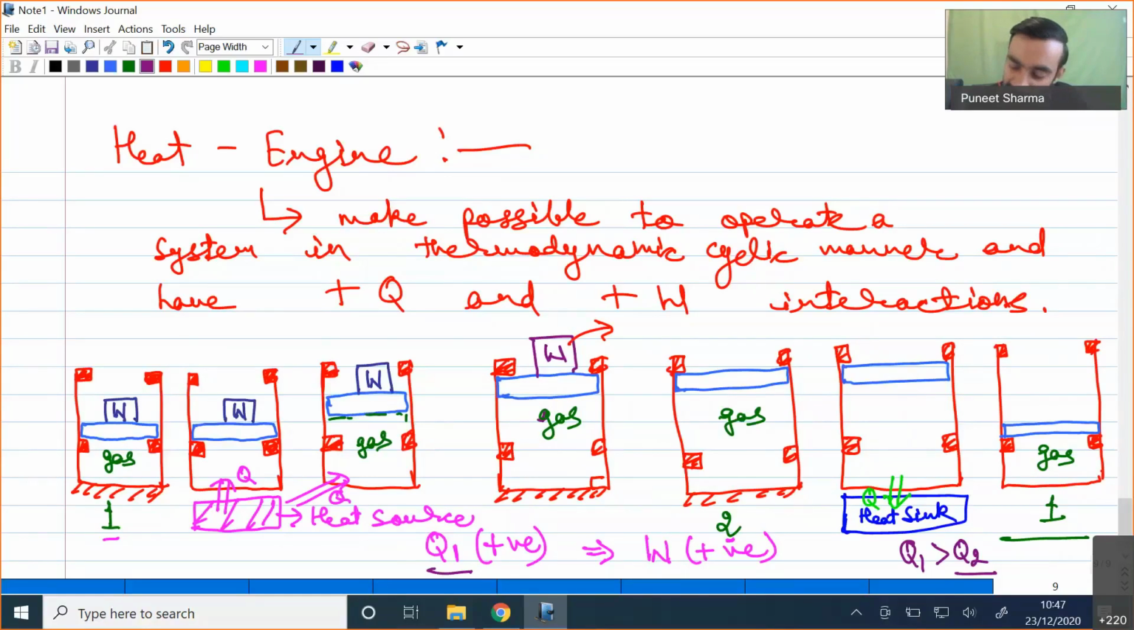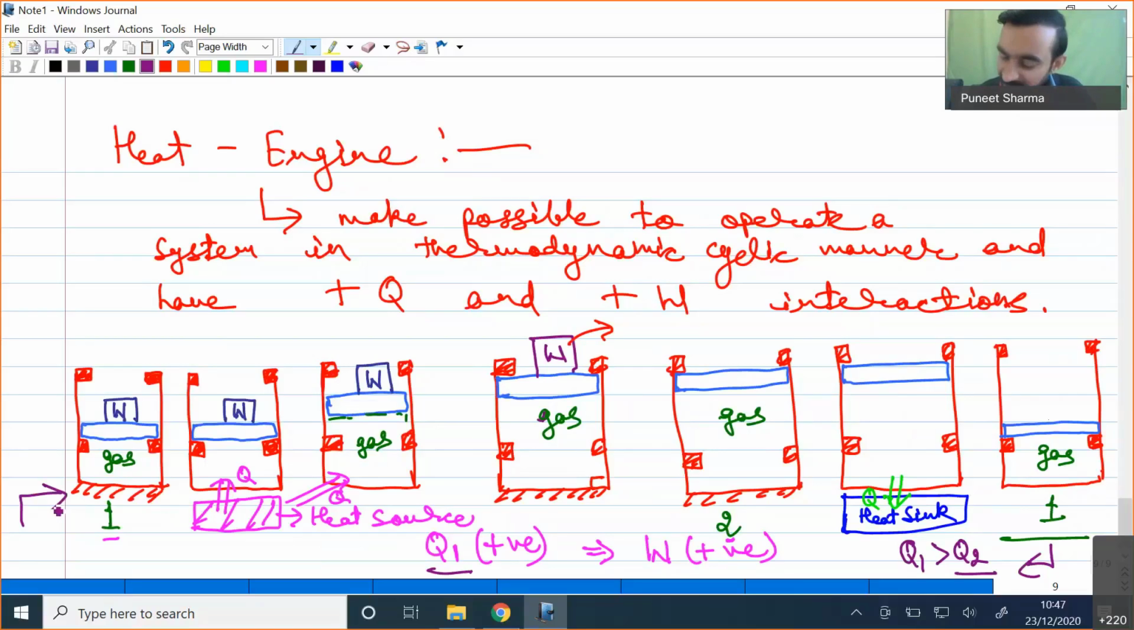Okay, so now once again, if I have to start this operation in a thermodynamic cyclic manner, what I can do, I have to put this W weight over here and I have to connect this cylinder through some diathermic wall to a heat source. Okay, so once again, I can go back to my starting point, and from this point I can once again start this cycle.